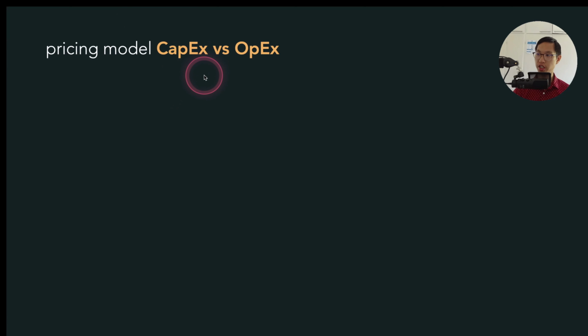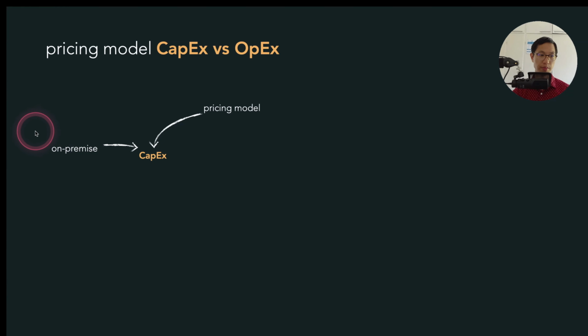Capital expenditure is what you pay upfront, right? So pricing model, we have CapEx. It's when you have on-premise, it's CapEx. You pay mostly CapEx. You still have OpEx in terms of you need to maintain your machines. You need to have people to do different types of maintenance, to maintain your data service. So then you still have OpEx as well. But you pay for the data centers is mostly CapEx.